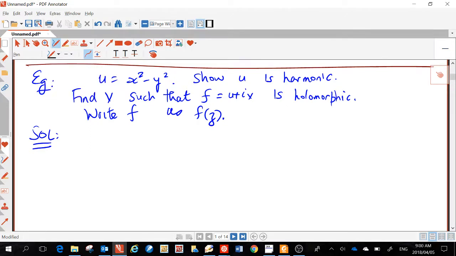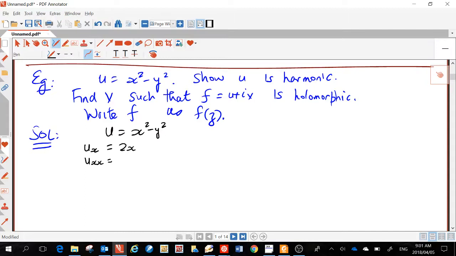So firstly, let's test the Laplace. u equals x squared minus y squared. Let's take ux. What's ux? Differentiate that with respect to x. Treat the y as a constant. ux will be? Come on, man. You guys need to participate. 2x.